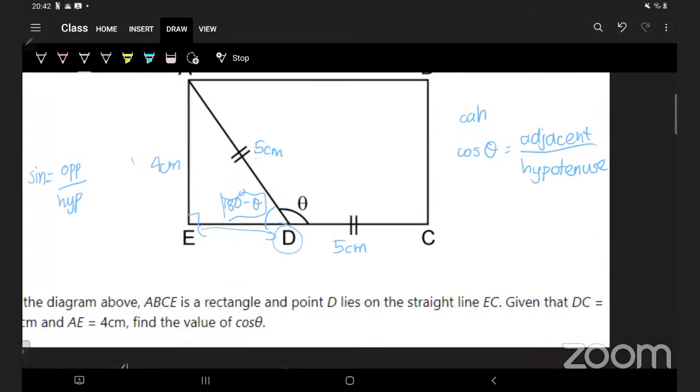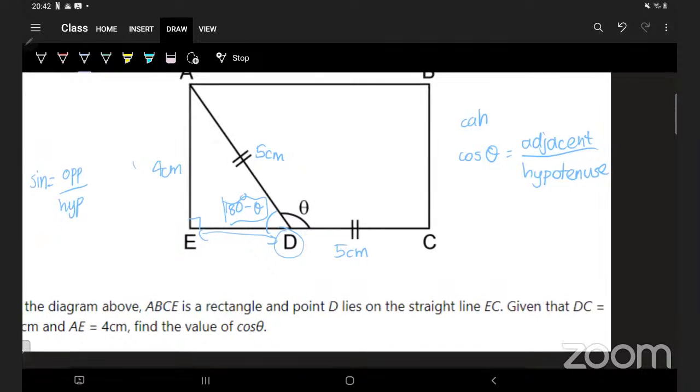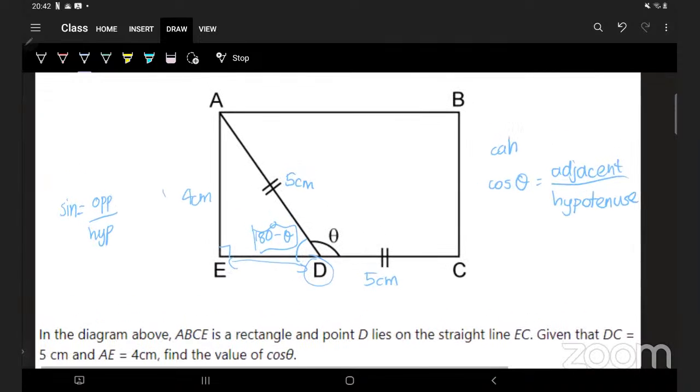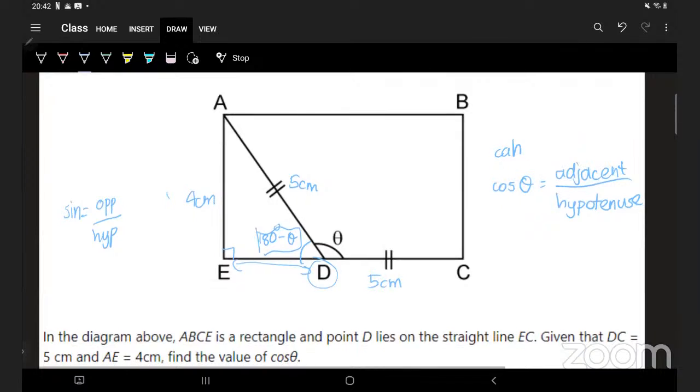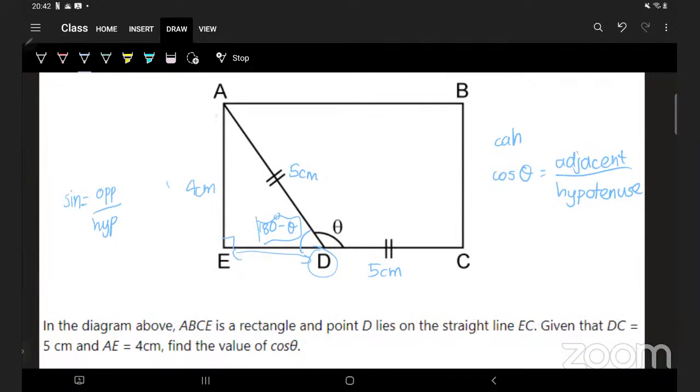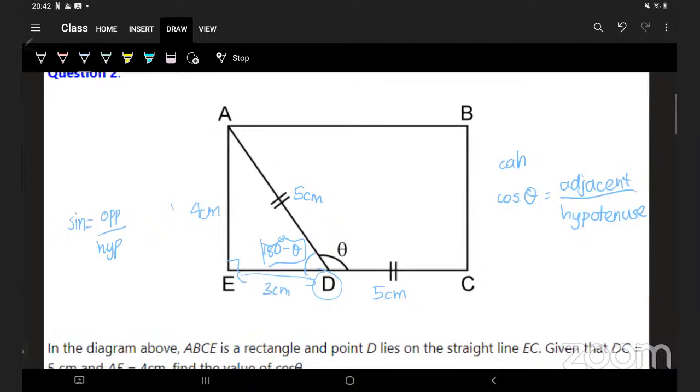So we have a right angle triangle, which means we can also apply the Pythagorean theorem. You should know by now that if the hypotenuse is 5 and one of the other sides is 4, then the remaining side should be 3, because 3 squared is 9 and 4 squared is 16. So you'll get 25, and the square root of 25 is 5. You should remember your right angle triangle pairs and all that, okay?